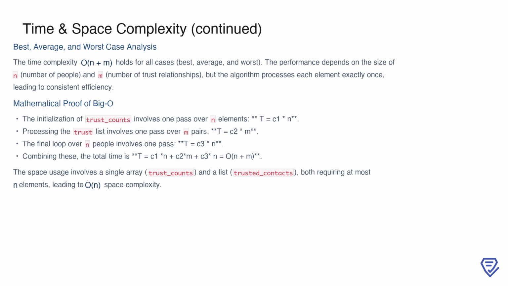Initializing the trust_counts array involves a single pass over n elements, contributing C1*n to the total time. Processing the trust list requires one pass over m pairs, adding C2*m. Lastly, looping over the n people contributes C3*n. When combined, these steps yield a total time of t equals C1*n plus C2*m plus C3*n, which simplifies to n plus m. For space complexity, the trust_counts array and the trusted_contacts list collectively require at most n memory, confirming that the overall space complexity is also n.